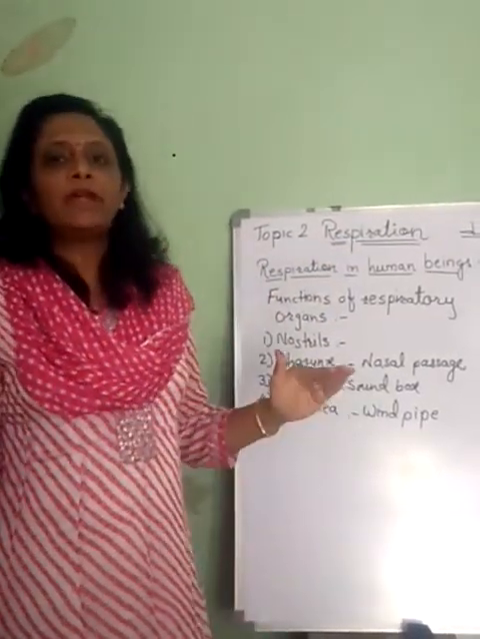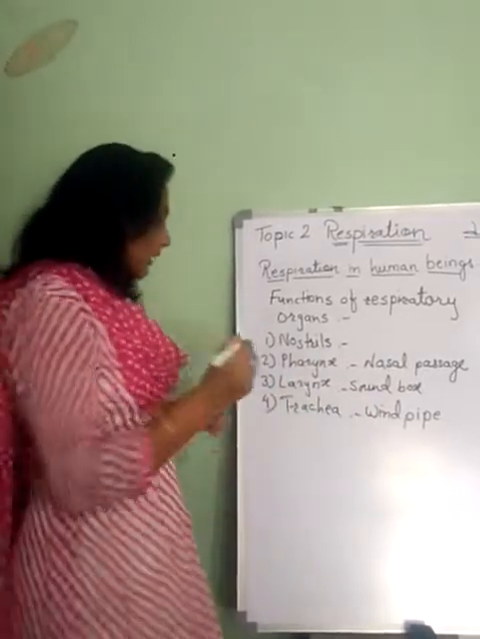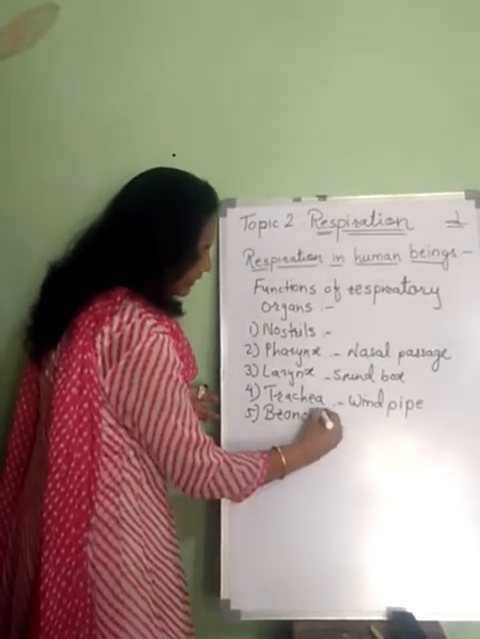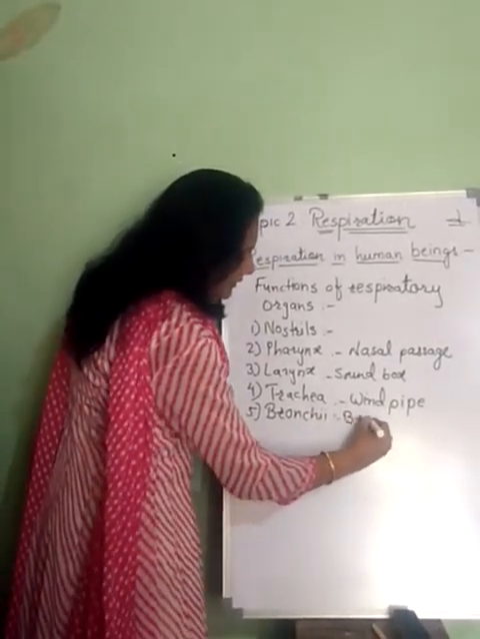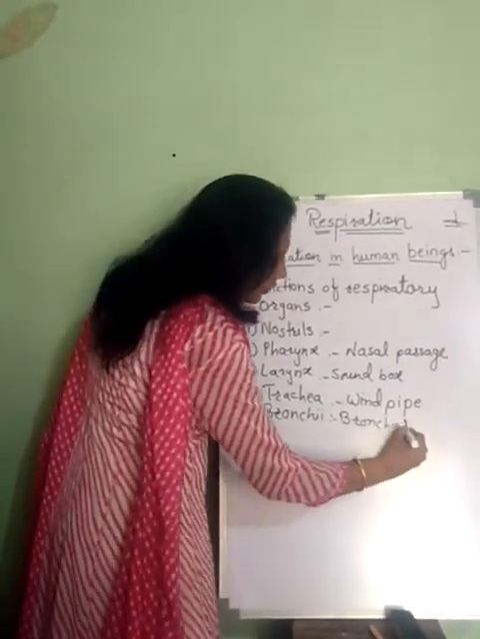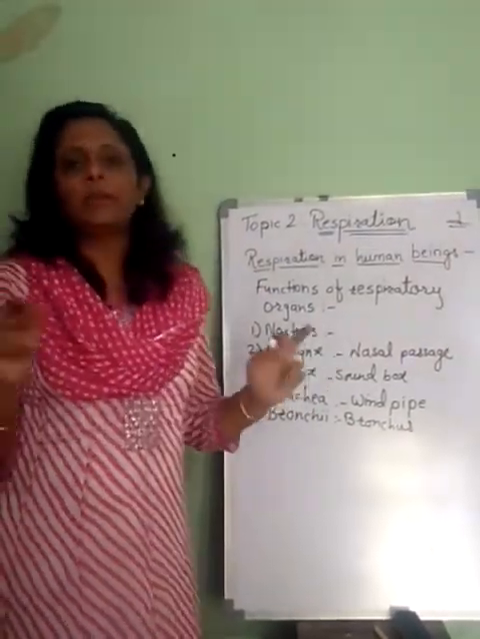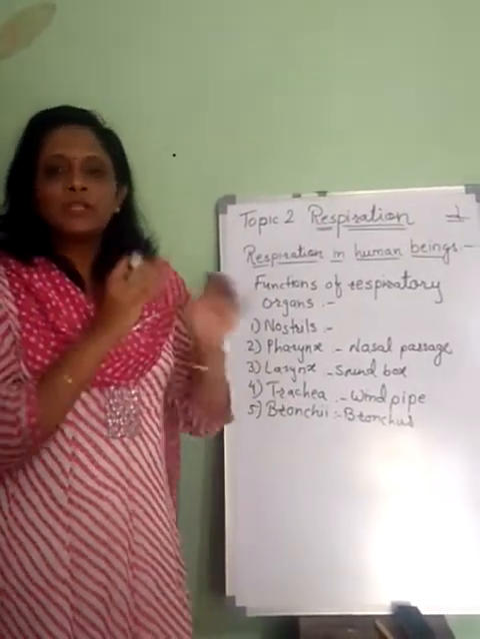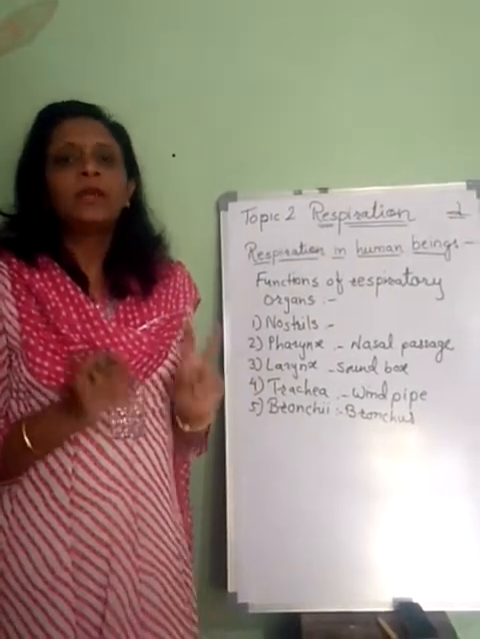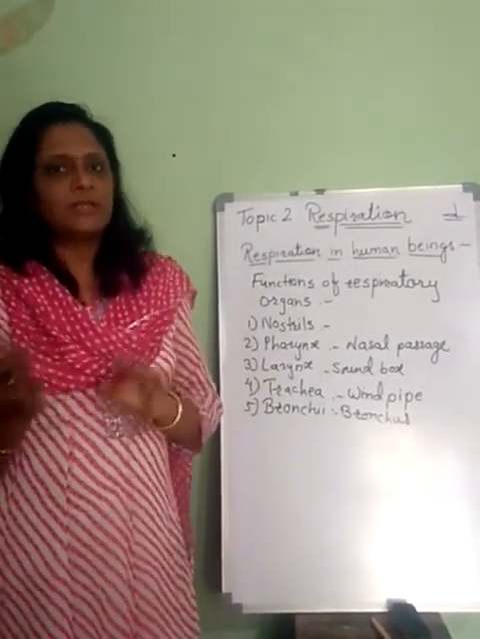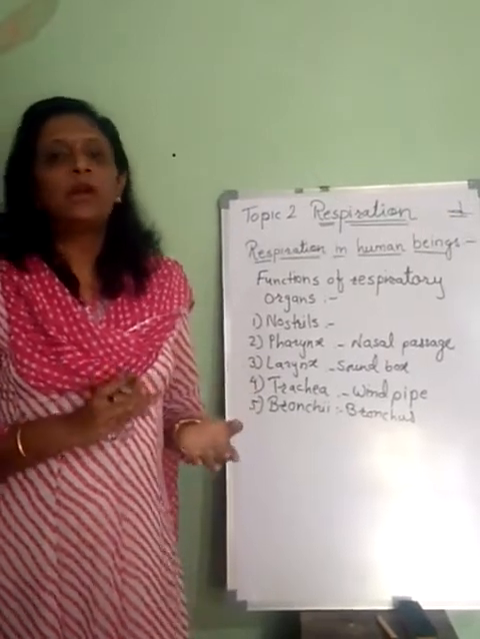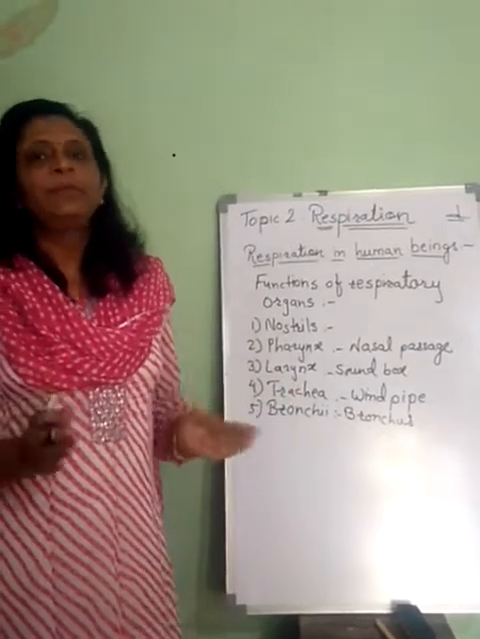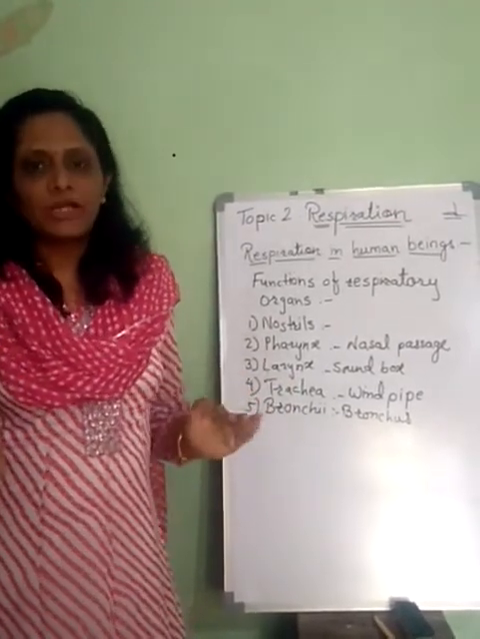Then the trachea divides into two branches, and these two branches are called bronchi. The singular is bronchus; one is called a bronchus, and both of them are called bronchi. These bronchi take the air towards both the lungs. Two lungs are there on either side of the heart, one to the left and one to the right of the heart. So as to take the air towards both of them, the trachea is divided into two branches.